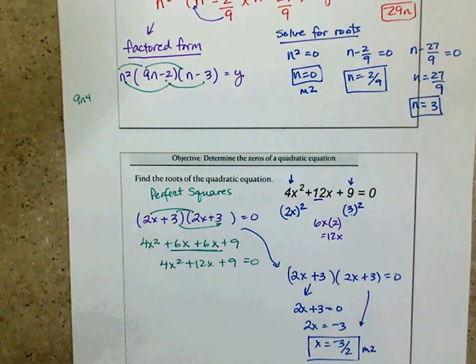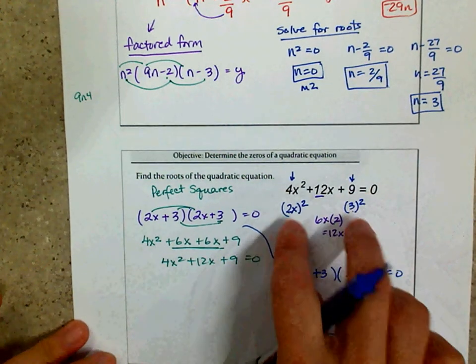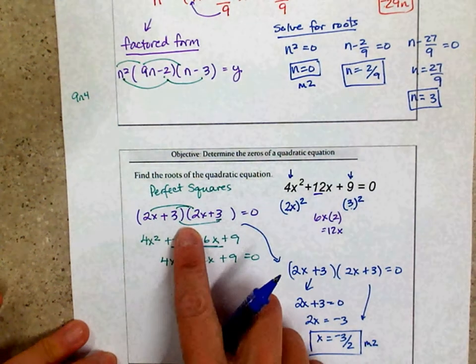Okay? Perfect square, perfect square. You multiply them and you double. If you notice, it's that middle term, perfect squares. Let's move on to the next bit.